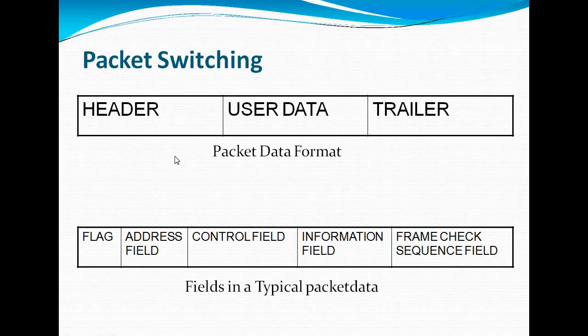So packet switching uses header, user data, trailer. These are the packet data formats, and the fields include header, you can say flag, address fields, control fields, user data information fields, trailer. They use checksums to check whether the signal is going properly or not.